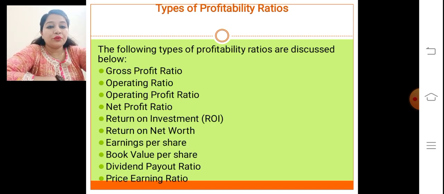So there are a few types of profitability ratios which we will discuss, that is gross profit ratio, operating ratio, operating profit ratio, net profit ratio, return on investment, return on net worth, earning per share, book value per share, dividend payout ratio, price earning ratio. So these are different types of profitability ratio which we will discuss in our next slides.